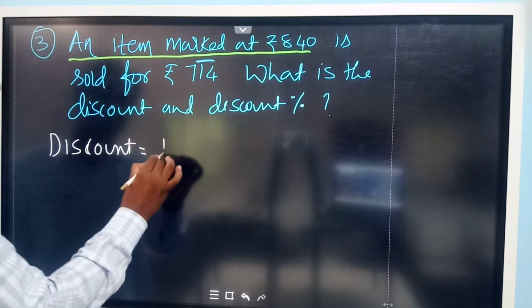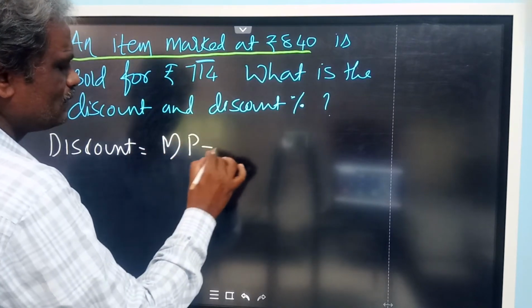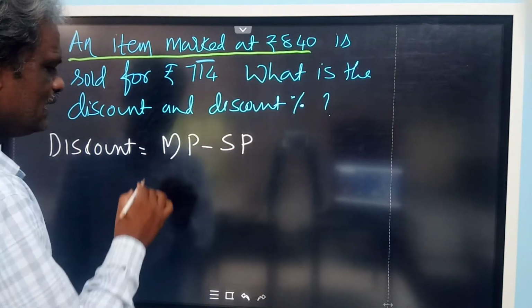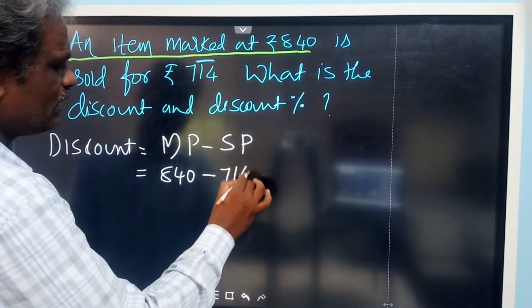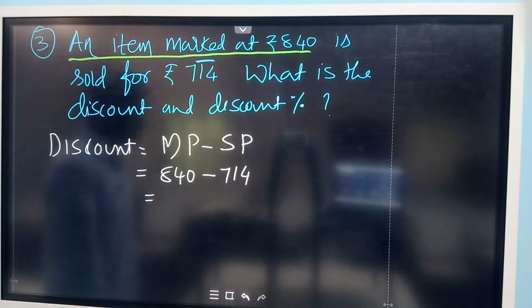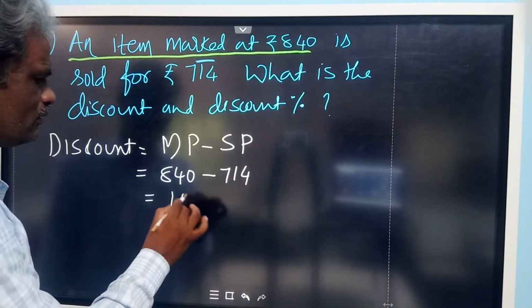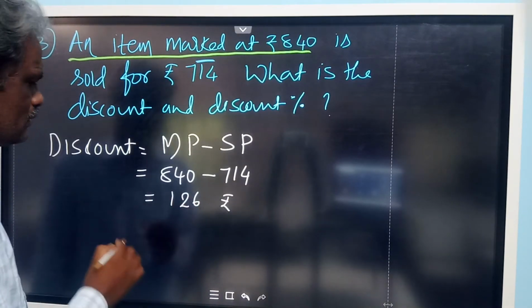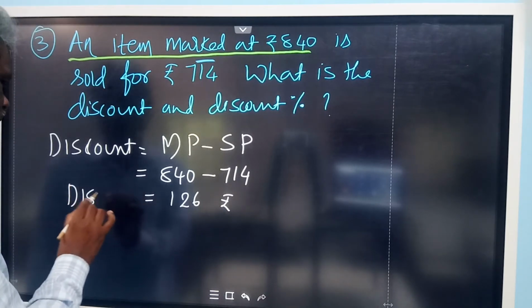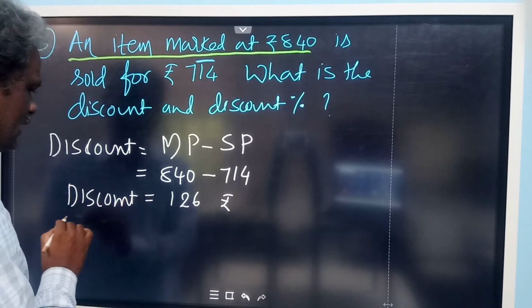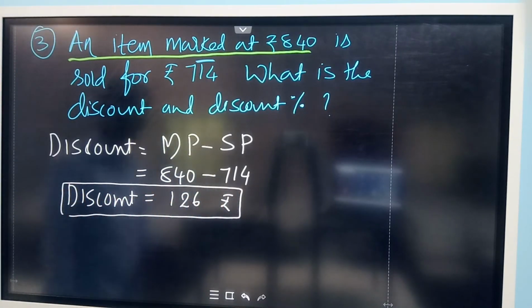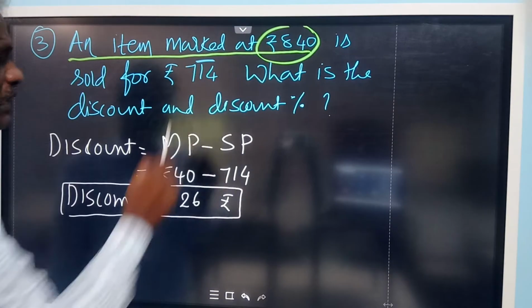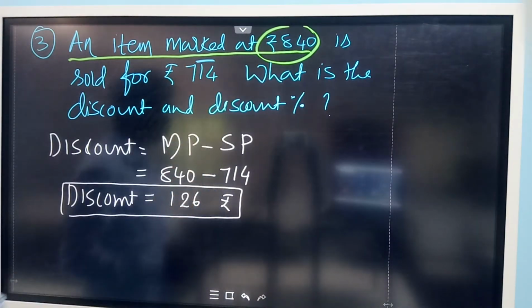So discount is equal to market price minus selling price. Market price here is 840, selling price is 714. The discount is 126. On what price is this discount given? On the market price. For 840 rupees they have given 126 rupees as a discount.